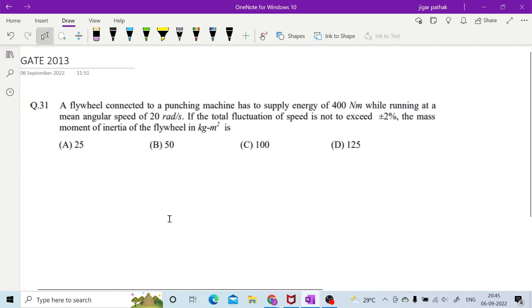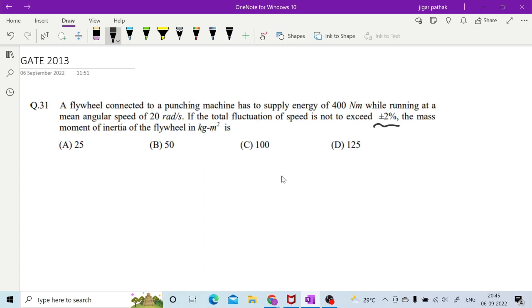A flywheel connected to a punching machine has to supply energy of 400 Newton meter while running at a mean angular speed of 20 radian per second. If the total fluctuation of speed is not to exceed plus or minus 2%, the mass moment of inertia of the flywheel is. It is also simple, I guess. You can do it, right?